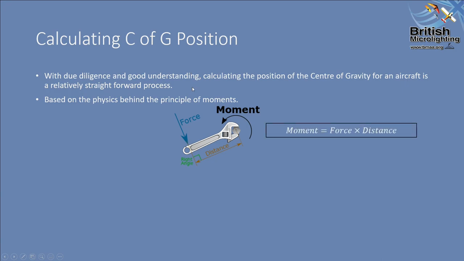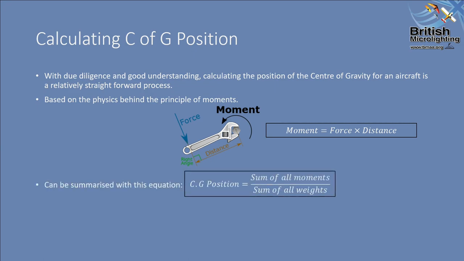Calculating a moment is as straightforward as multiplying this force by the perpendicular distance. In fact, mathematically speaking, CG position can be summarized quite neatly in the following equation. CG position is equal to the sum of all moments divided by the sum of all weights.